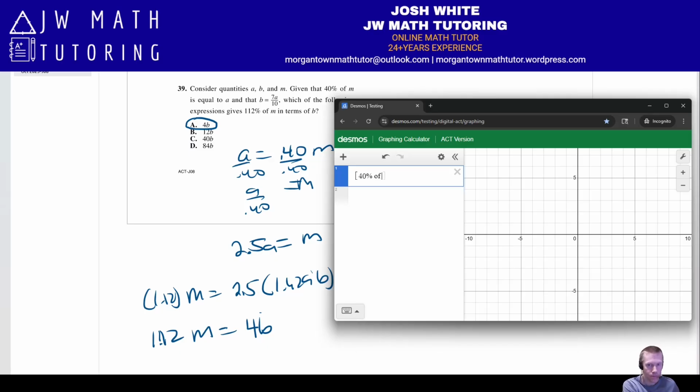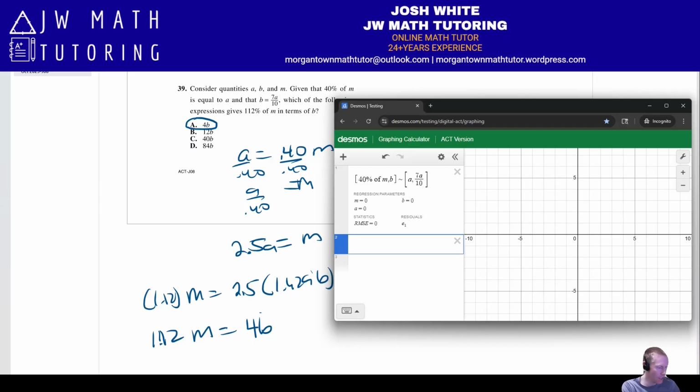All right, so we've got the first equation, which is basically 40% of m, and then that is going to be equal to a. So those are the first two things in my brackets. And then the second equation is b is equal to 7a over 10. Now, notice the problem here is that it's just giving me 0 for everything, and therefore it's not really telling me 112% of m in terms of b. It's not really giving me the answer. So I'm going to have to define one of the values just in the beginning to not be 0, and then it should hopefully calculate everything correctly.